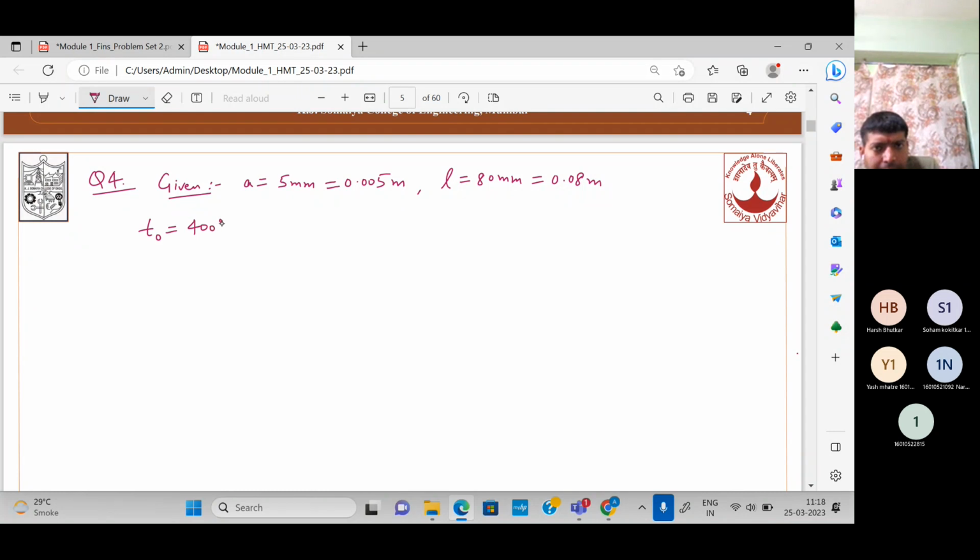So 400 degrees Celsius will be our base temperature, that is the maximum temperature. Surrounding temperature is given as 50 degrees Celsius, so T-infinity is 50 degrees Celsius. The convective heat transfer coefficient is given as 90 watt per meter square degree Celsius. The thermal conductivity value is given as 54 watt per meter degree Celsius. Fine, so this is given. Now we have to find Q.